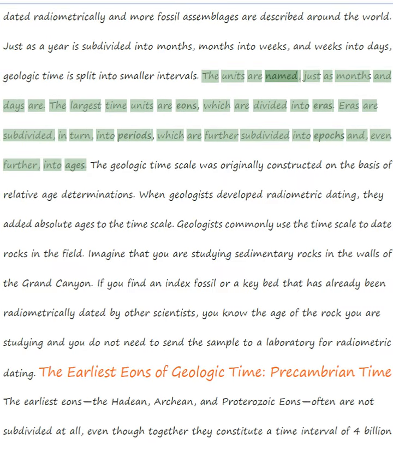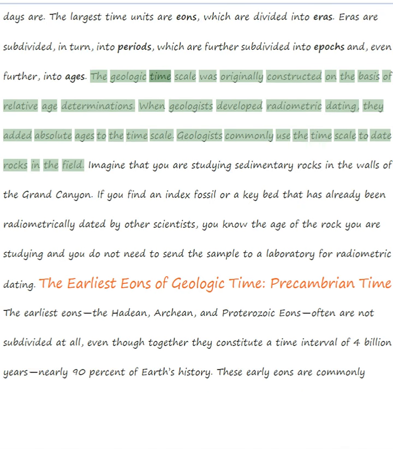The units are named, just as months and days are. The largest time units are eons, which are divided into eras. Eras are subdivided, in turn, into periods, which are further subdivided into epochs and, even further, into ages. The geologic time scale was originally constructed on the basis of relative age determinations. When geologists developed radiometric dating, they added absolute ages to the time scale.